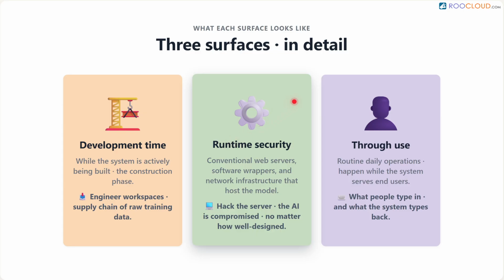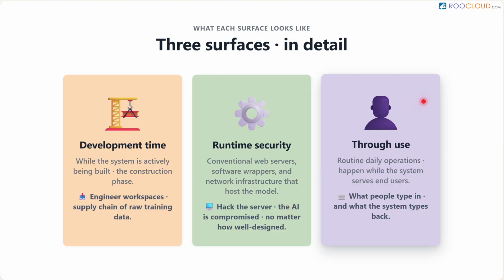Runtime security threats target the conventional computer systems that host the model. Artificial intelligence requires standard web servers, software wrappers, and network infrastructure to operate. If a hacker exploits a traditional software flaw to access the server, the artificial intelligence is compromised, regardless of how well it was designed. Threats through use happen during routine daily operations. This focuses on the information people type into the system and the answers the system provides back to them.